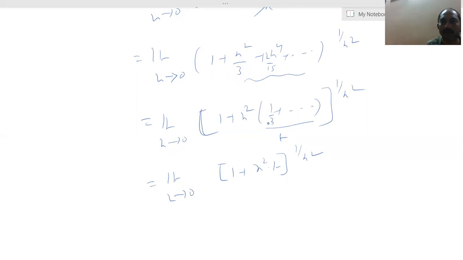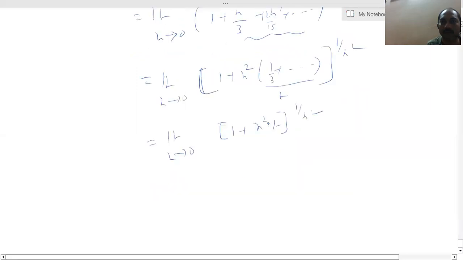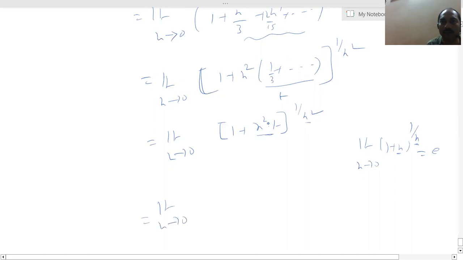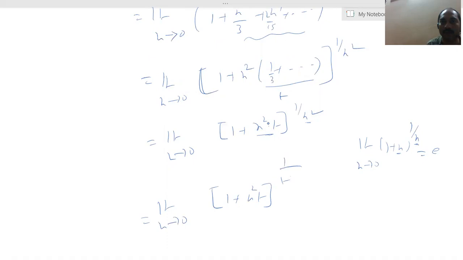So already we know that limit x tends to 0, 1 plus x whole power 1 by x equals e. We convert this. Here we have x, here we must have x. Here we have x square t, here we must have x square only. So convert this expression into the form 1 plus x square t, into 1 by t into x square, into t into t. The t gets cancelled, and we get 1 by x square.